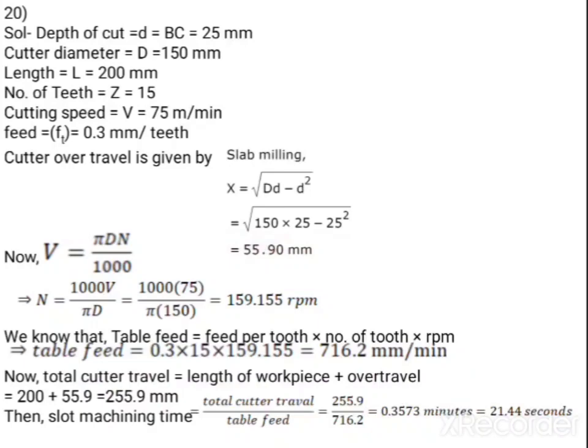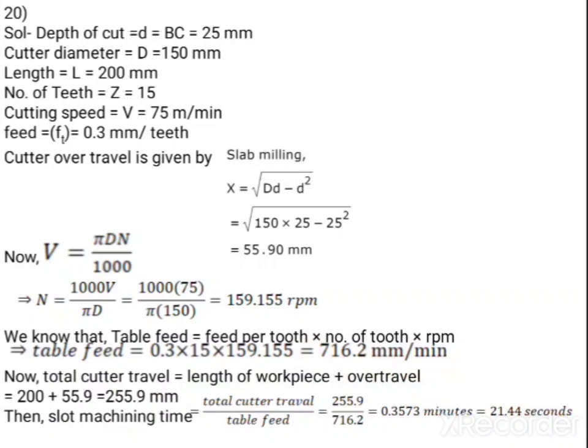And by the regular formula, velocity is nothing but pi DN, in meter per minute. Put the velocity as 75 meter per minute, convert D into meter, 0.150, and you will get RPM as 159.15. Then how to find ft? Ft is nothing but fm by nz. To find fm, that is nothing but ft into n into z. Ft is given as 0.3 mm per tooth. The n value I have already calculated, 159.155. Then put the value of the number of teeth z. So you will get fm as 716.19, and the unit is mm per minute.